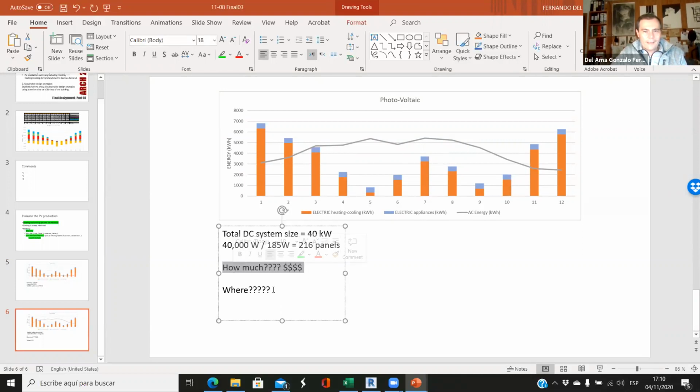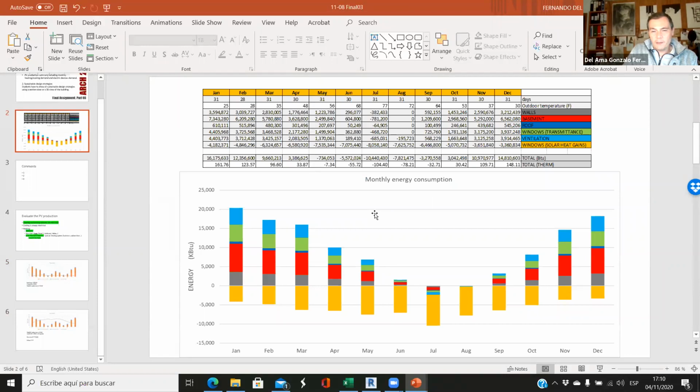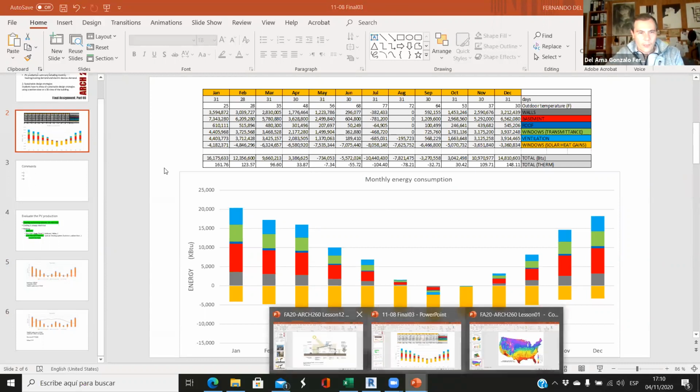So you need this. But now we are architects, so we need the where, and even more, we need to convey this information. This is a way to convey the information, and this is what engineers, building scientists would do. We are architects. We need to go further. So this is the second part of the assignment.